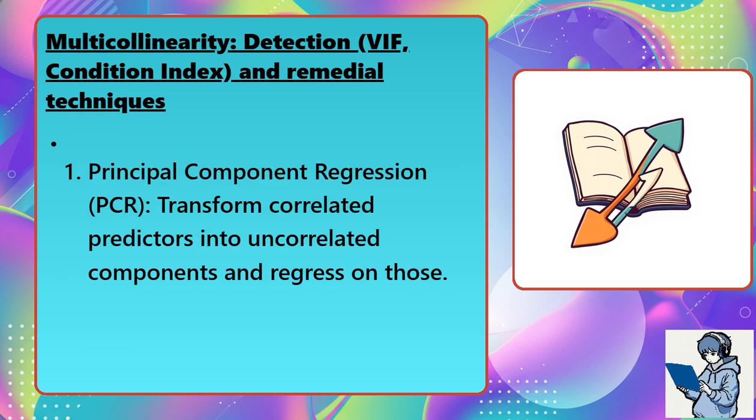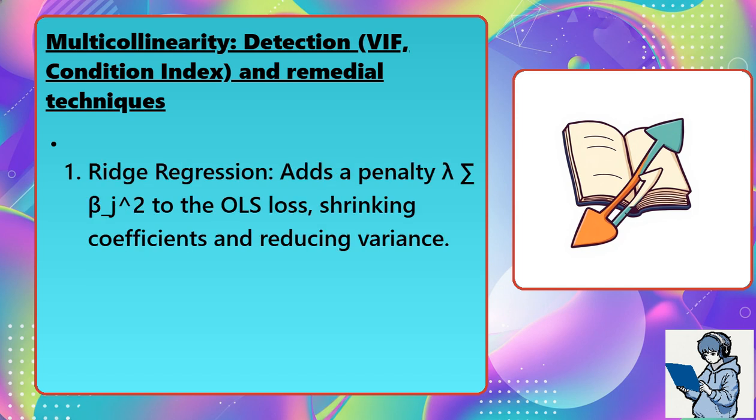Number 2, principal component regression. PCR transforms correlated predictors into uncorrelated components and regresses on those. Number 3, ridge regression. It adds a penalty, lambda times the sum of beta sub j squared, to the ordinary least squares loss, shrinking coefficients and reducing variance.